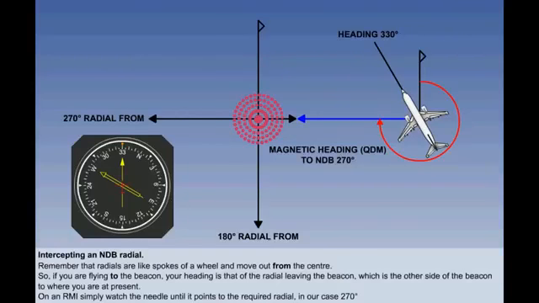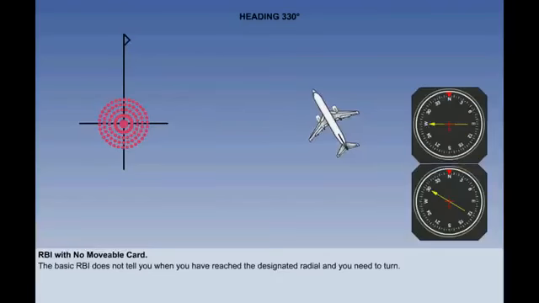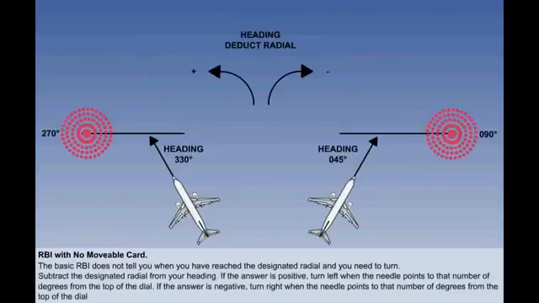When the needle points to 270 degrees, you are on the 270 degrees magnetic radial of the NDB. If the aircraft only has an RBI and no movable card, some mental arithmetic is required. The problem is that the basic RBI does not tell you when you have reached the designated radial and you need to turn. It just gives you a relative bearing to the nose of the aircraft. But a simple calculation achieves this.